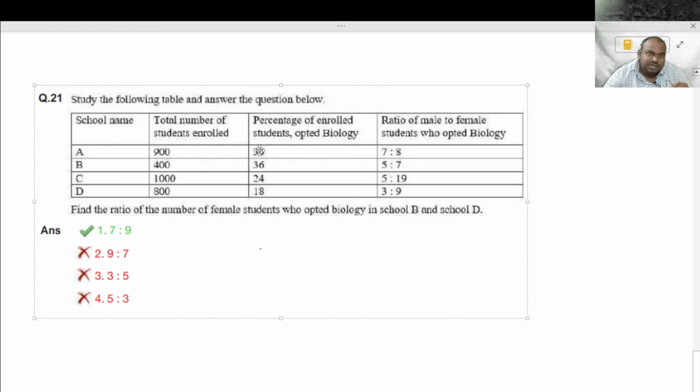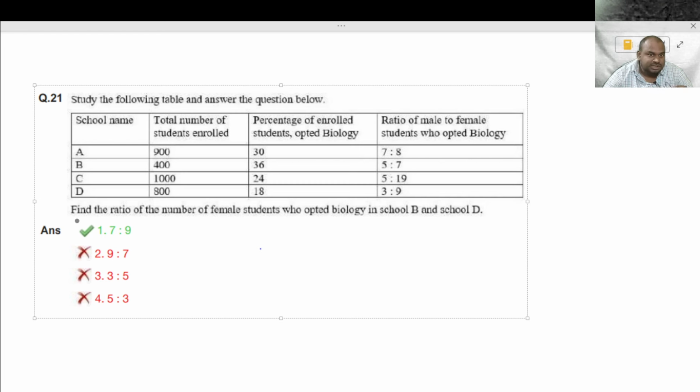The percentage of enrolled students who opted for biology is given. In school A, 30% opted for biology. 30% of 900 is 9 into 3, 270 students opted for biology. Again, for all schools you can calculate like that. But here, the ratio of male to female students who opted for biology is given as 7:8. In these 270 students, 7 parts are male and 8 parts are female. Like that, the data is given for different schools.